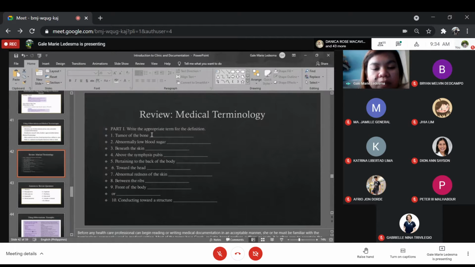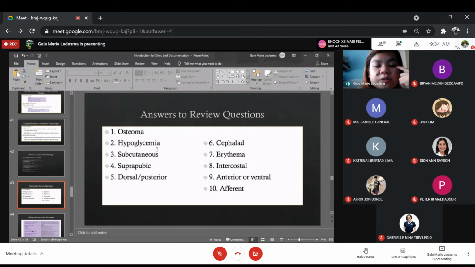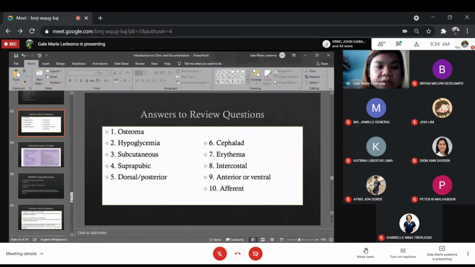Tumor of the bone. So, ano mga term for that? Abnormally low blood sugar, beneath the skin, above the symphysis pubis, pertaining to the back of the body, toward the head, abnormal redness, between the ribs, front of the body, conducting toward the structure. So, ano ni sila na minya? So, ano mga terms? Okay, so review nyo lang na.